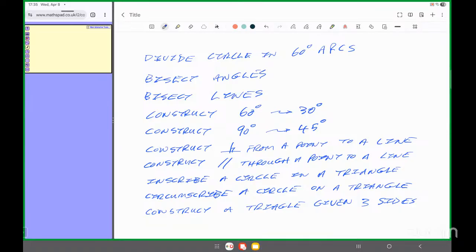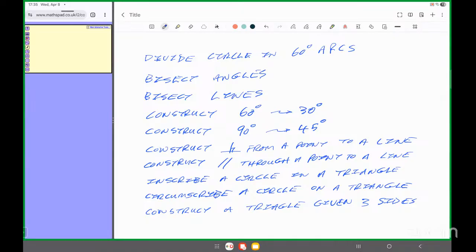You have to be able to inscribe a circle in a triangle and then circumscribe a circle over a triangle. And then you have to be able to construct a triangle given 3 sides. And then basically after that, we're just following instructions. But these are the basic skills that you want to have. All right? So the session is being recorded.